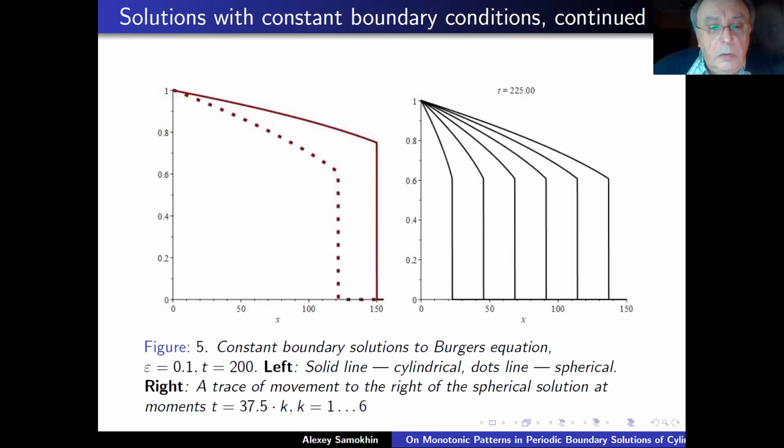This graph shows what you obtain when you use this constant boundary condition. The graphs were obtained for the equation without dispersion, but it doesn't mean anything. It's just the same for the case when dispersion is present. Two things I want to underline. The first is that the cylindrical wave moves faster than the spherical.